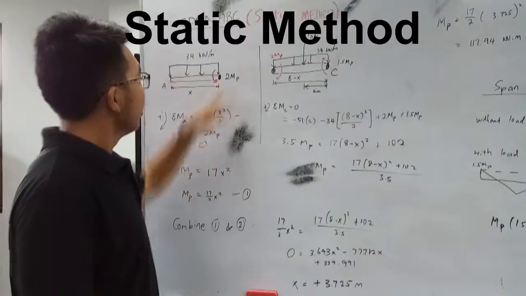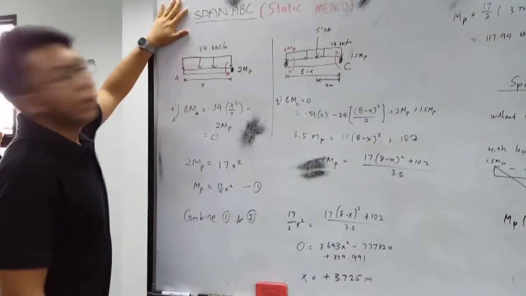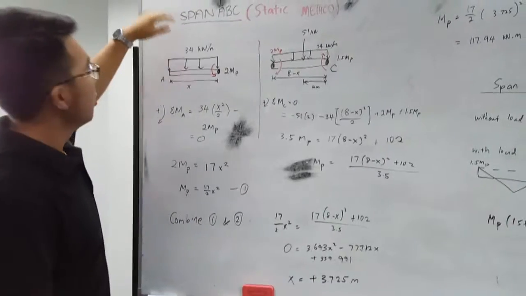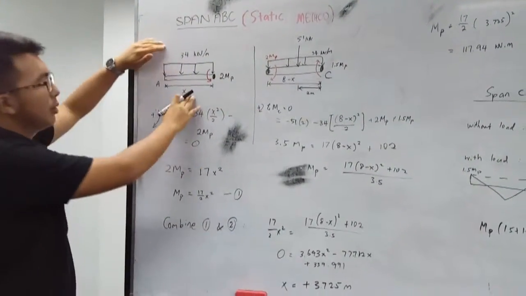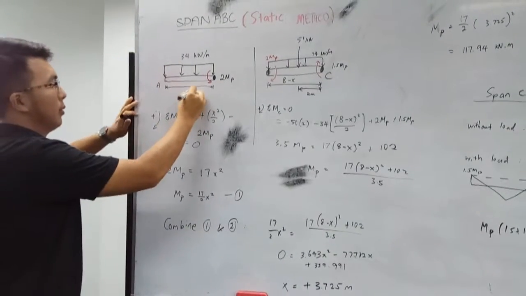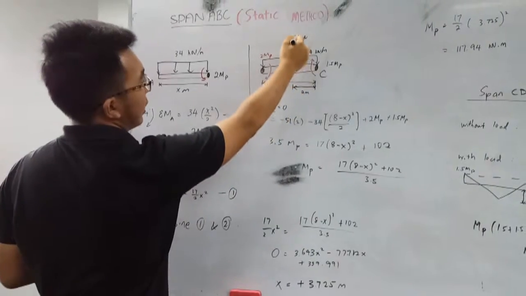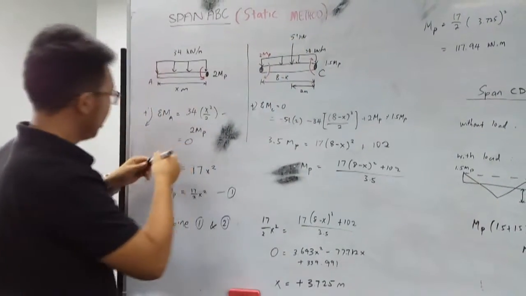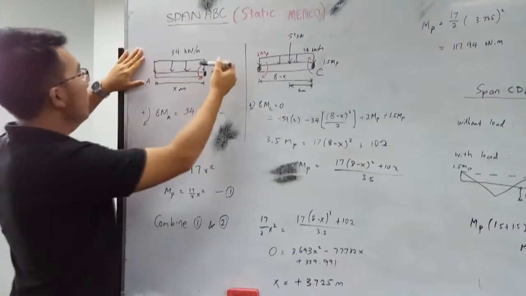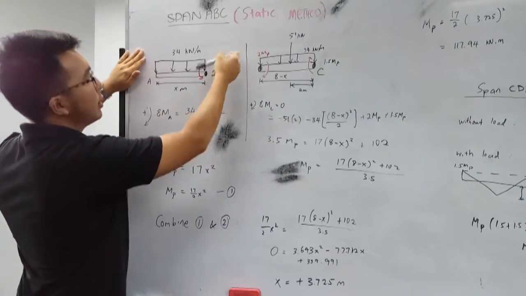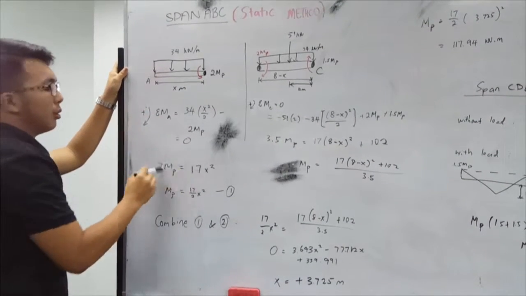Okay, so this is question 4 regarding static methods. So let's look at span ABC first. What we have here is we separate into two regions. One is like this, with X meter. Another one will be at the other side with the extra load. So here we separate it and assume that the moment is turning in this direction. So we'll get the moment here into this equation.